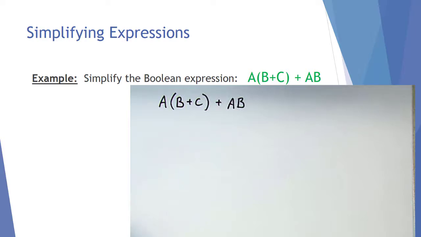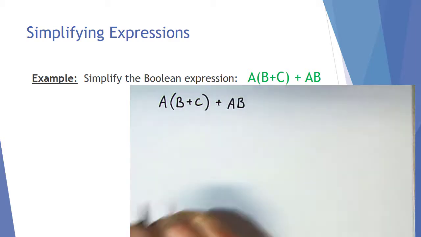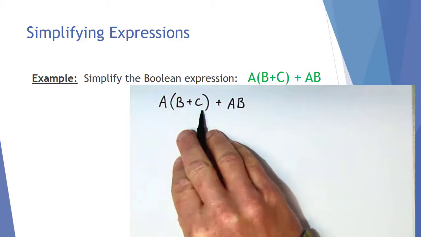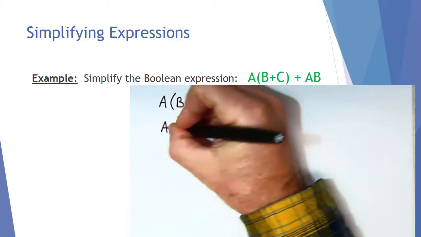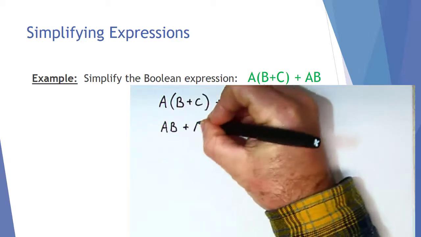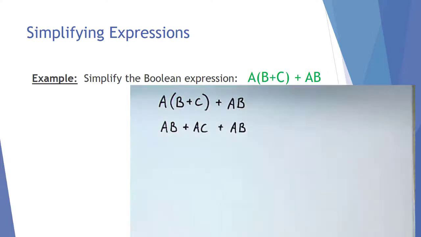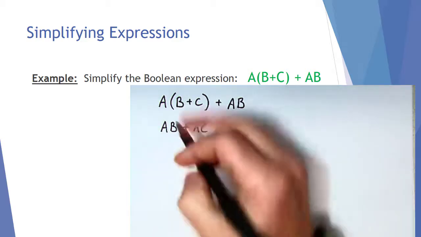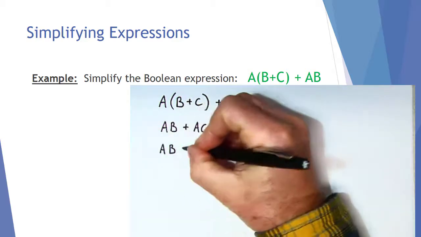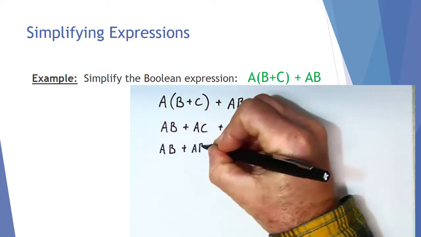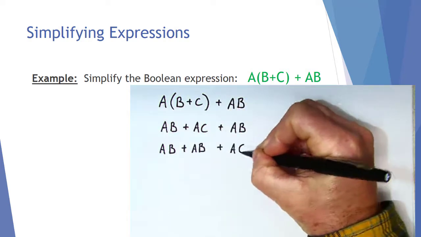Okay, let's do another example here. We won't worry about the sketch of the network here. Let's just use Boolean algebra to simplify this expression: A times B plus C plus AB. Well, here we go. The distributive property says that we can distribute in that A, and so we get AB plus AC plus AB after the distributing. But the commutative property says we could switch these two around so that the two ABs are next to each other. It's not really a critical step, but we can do that.